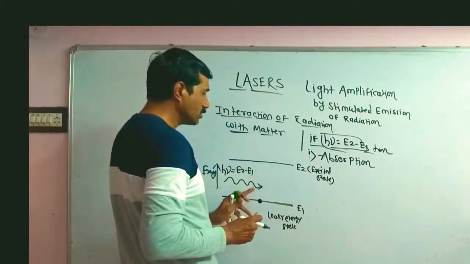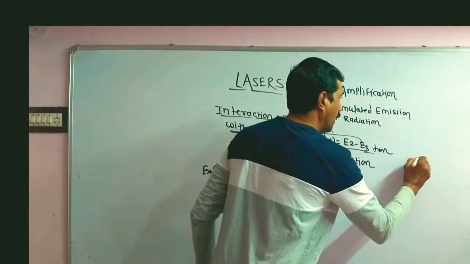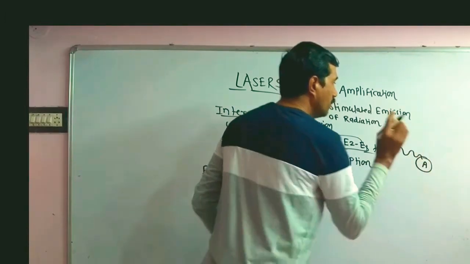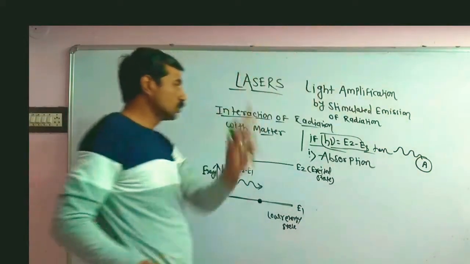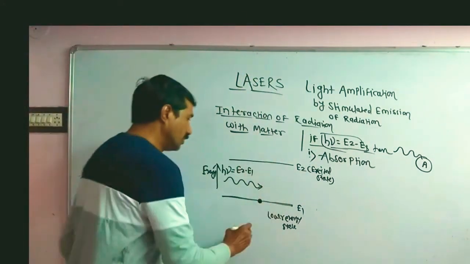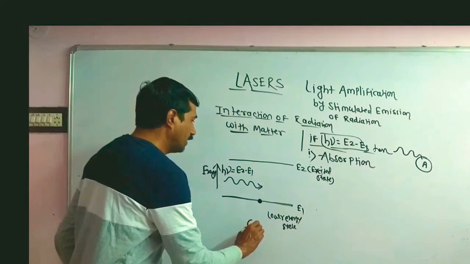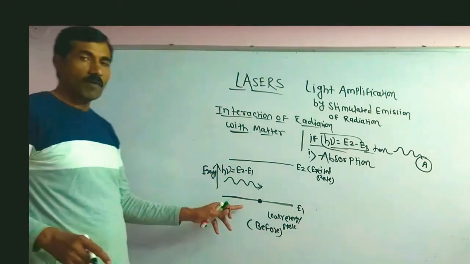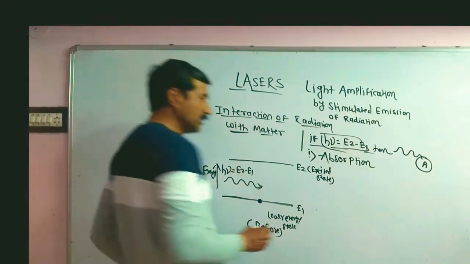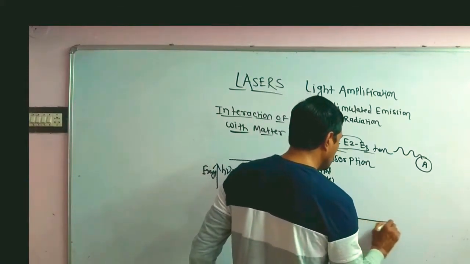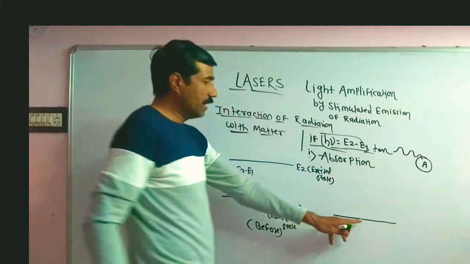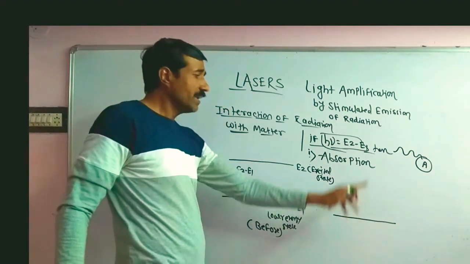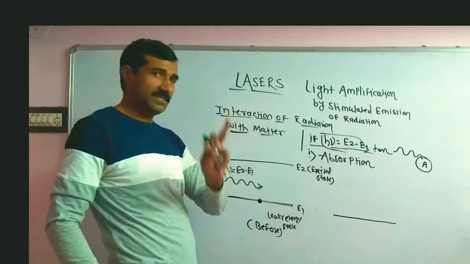Means the atom is in a lower energy state. This is the atom, and this is the energy h mu. The atom absorbs the energy and goes to the excited state. This is the picture of the atom before absorbing the energy. Then after absorbing the energy, the atom jumps into the excited state. So the atom disappears from the lower energy state, and it goes to the excited state.